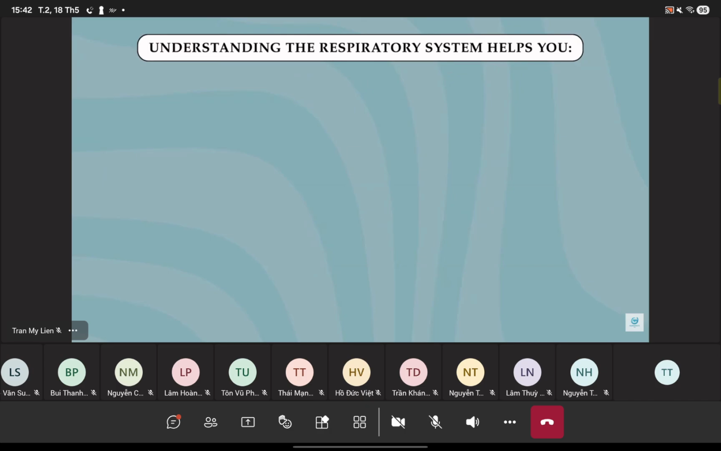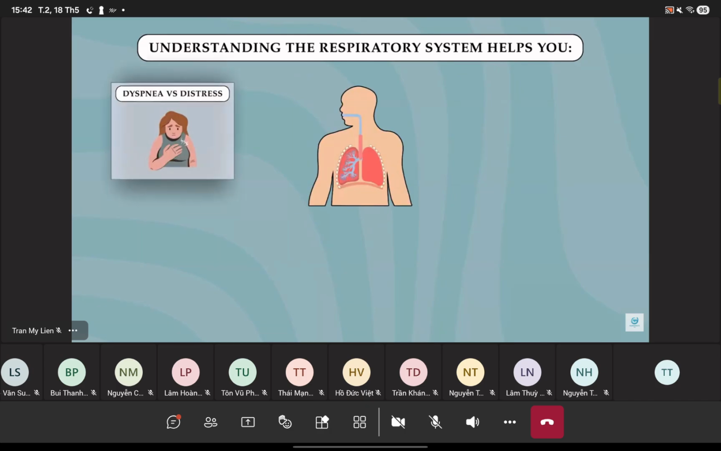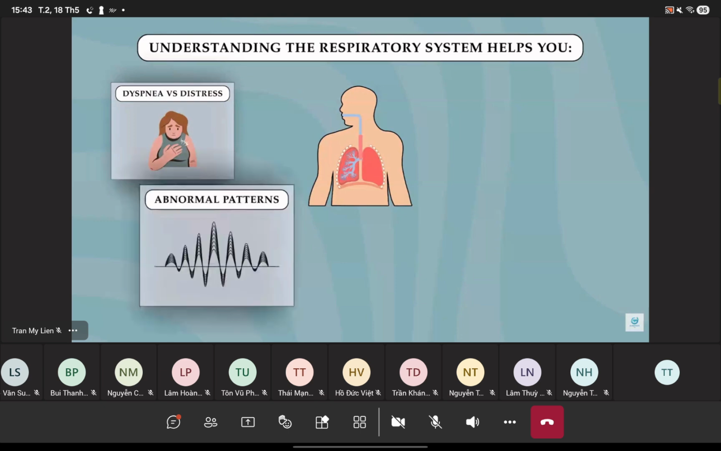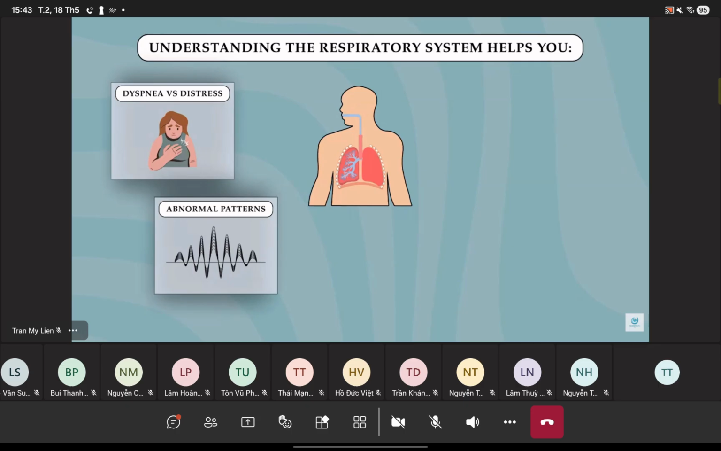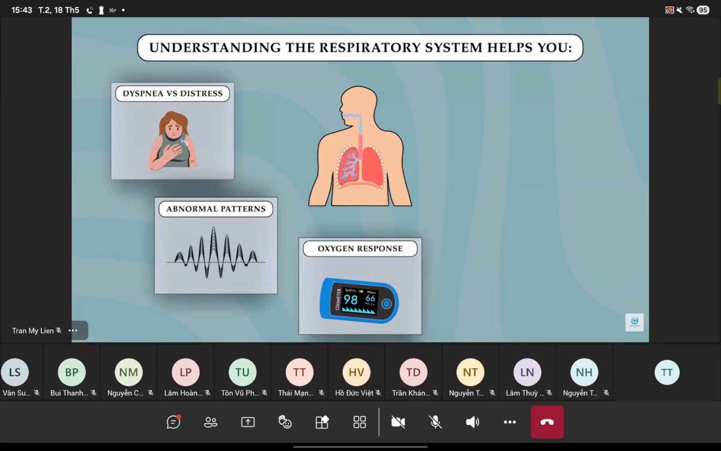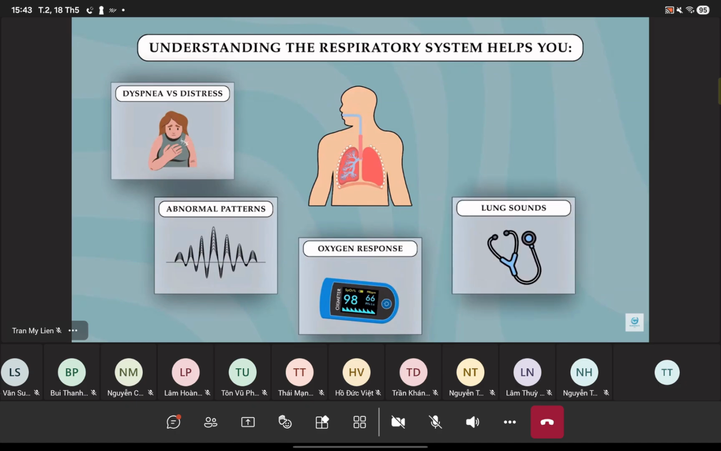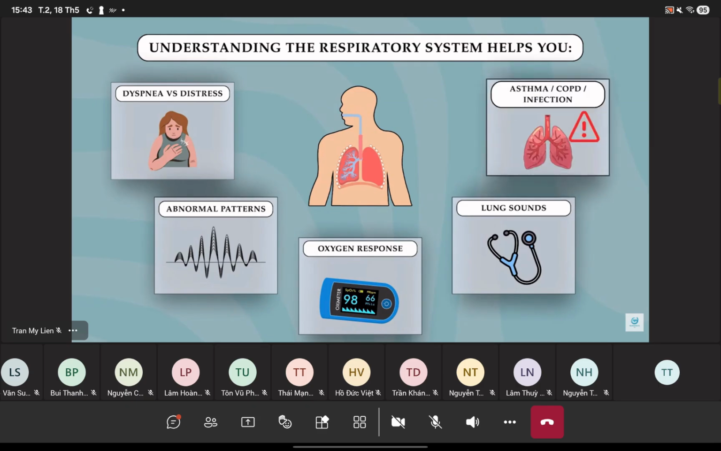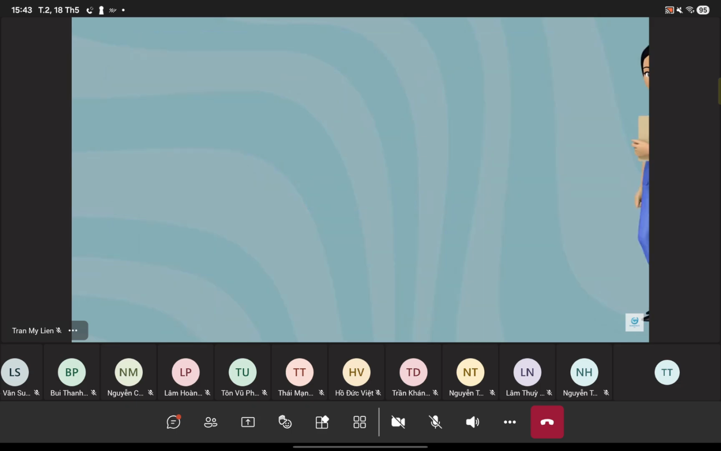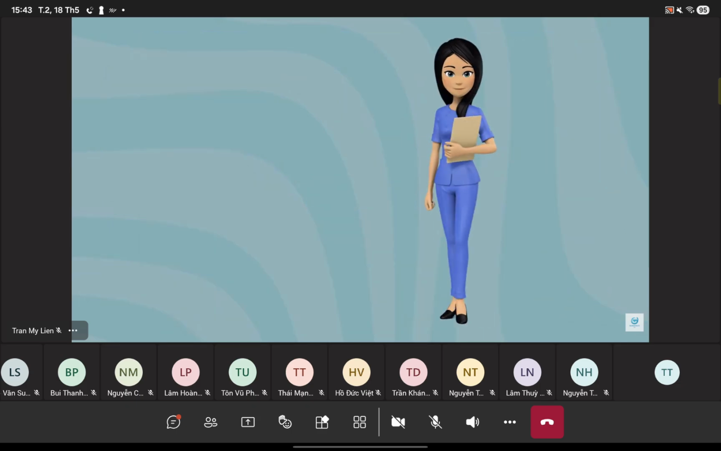Understanding the respiratory system helps you distinguish mild dyspnea from acute distress, recognize abnormal respiratory patterns, Kussmaul, Cheyne-Stokes, evaluate the effectiveness of oxygen therapy, interpret auscultation findings, wheezes, crackles, diminished breath sounds, and monitor patients with asthma, COPD, and respiratory infections. It's one of the most essential skills for every nursing student.